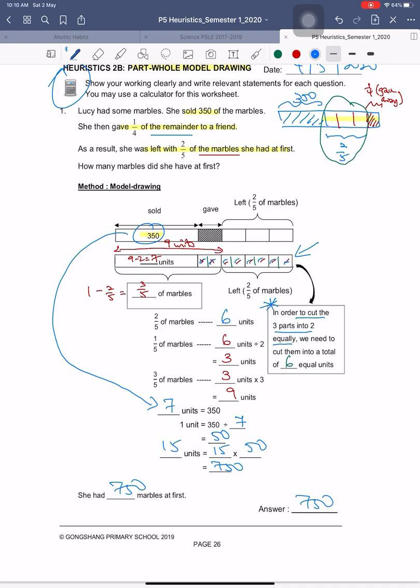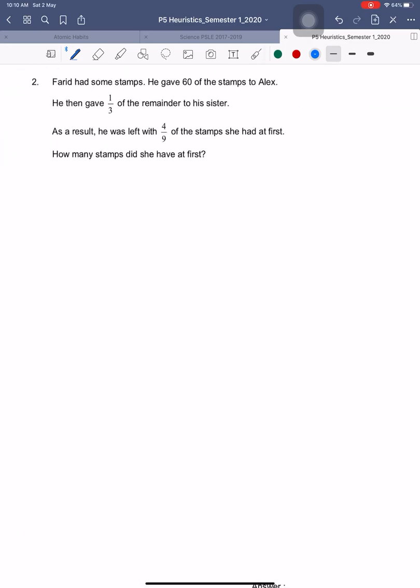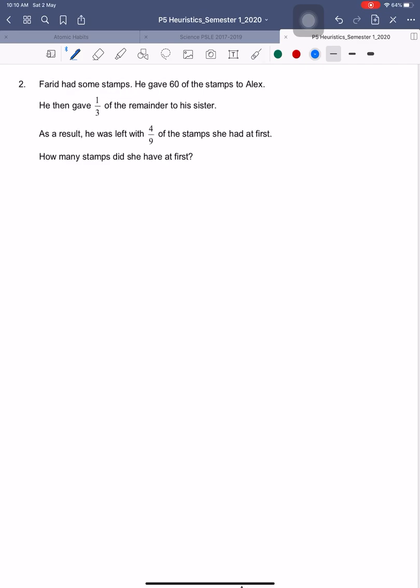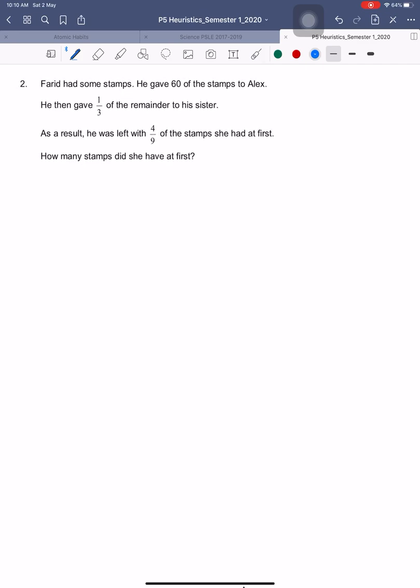Okay, so if you still don't understand number one, let us try number two, where I will guide you from scratch, okay, from no model, and you might have a better idea because the method I'm going to show you will be actually much shorter. Okay, alright, so let's look at this question number two first. Farid had some stamps, so the concept is still the same. Okay, he's going to have some stamps.